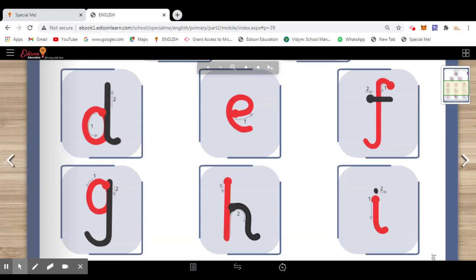Which letter is this? This is letter F. This is letter F. And what is the phonic sound of letter F? F. So let's listen to its phonic song.